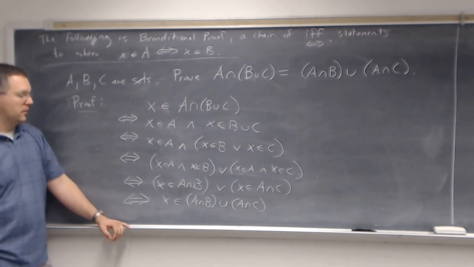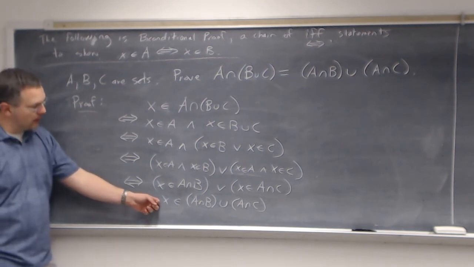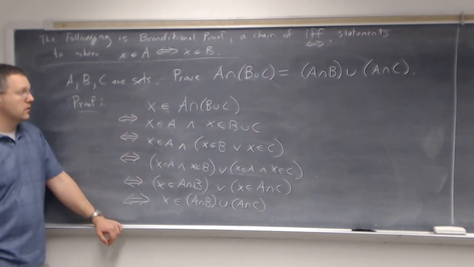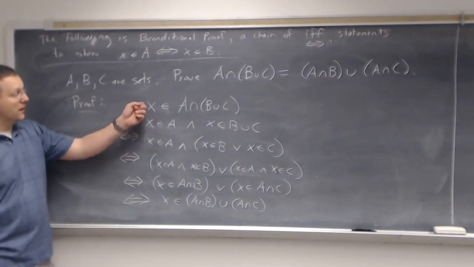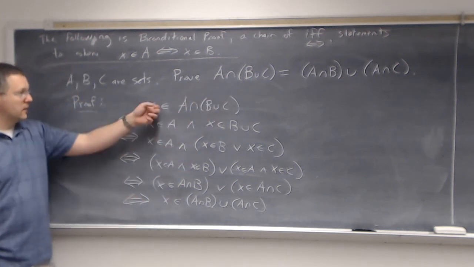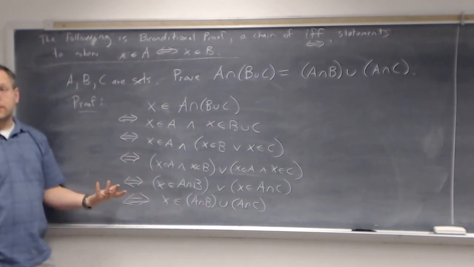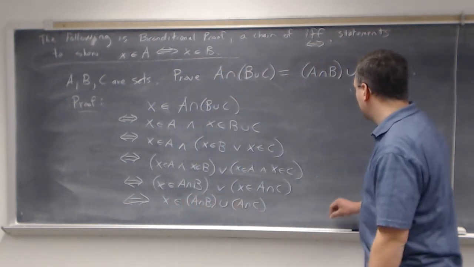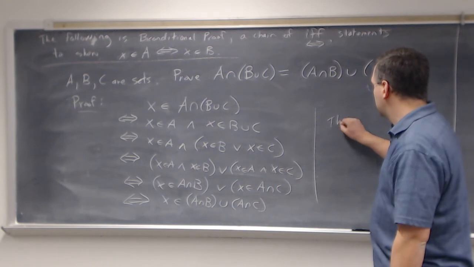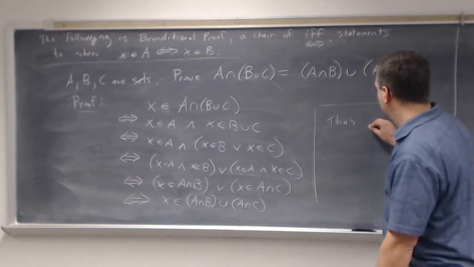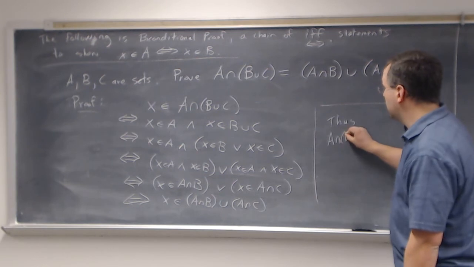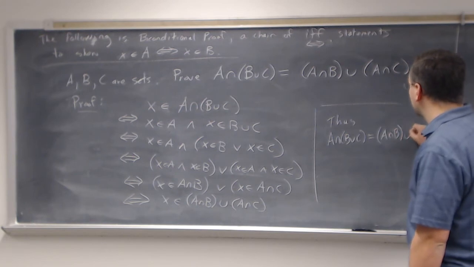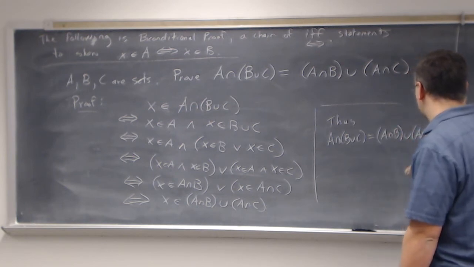Each step implies the previous, and each step implies the next one. So they're actually if and only if statements. So what I've shown is that x is in this set if and only if x is in this set. So they must have the same elements. So I might say one more sentence. Thus, A intersect B union C equals A intersect B union A intersect C.